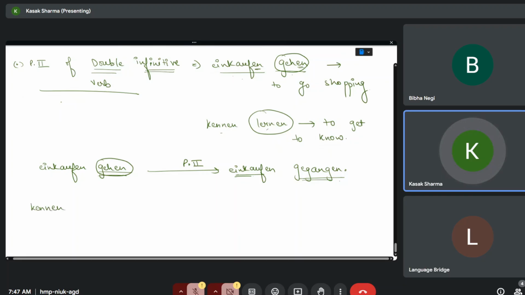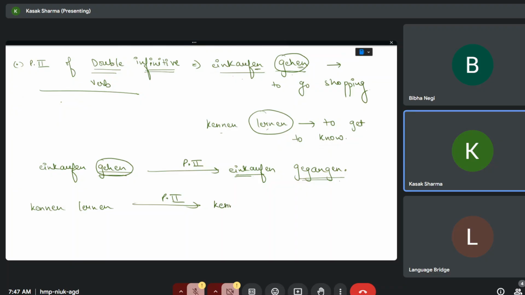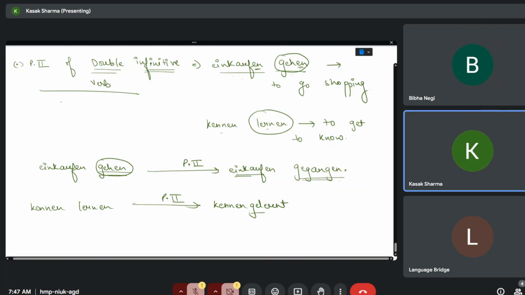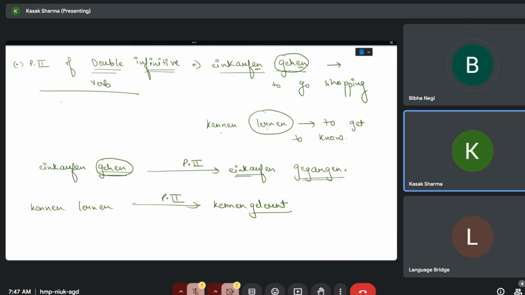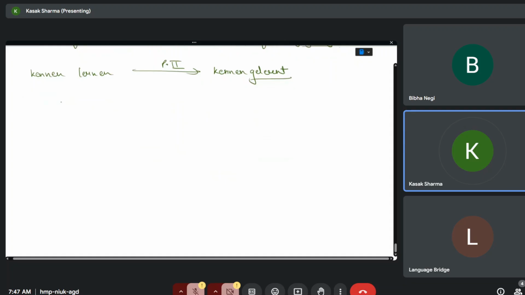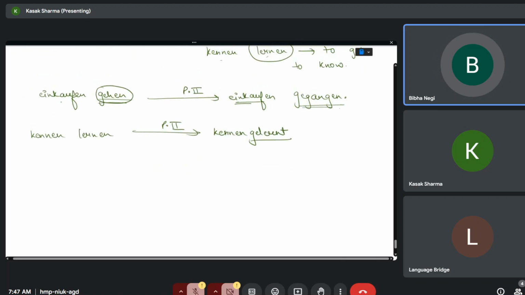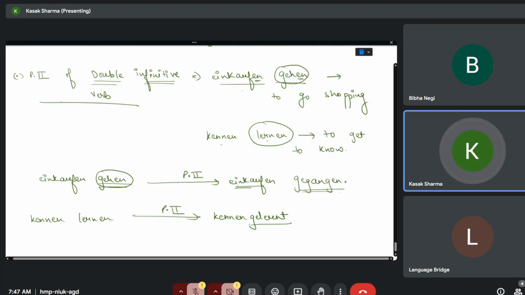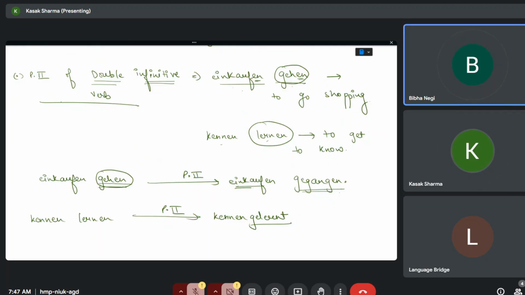Kennenlernen. Kennenlernen participle is kennengelernt. Any doubt till now? No. Okay. Now in the sentence, these two will separate, totally like the separable verbs rule. These two will separate.